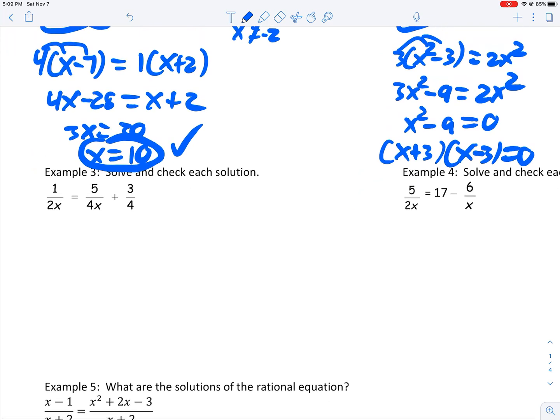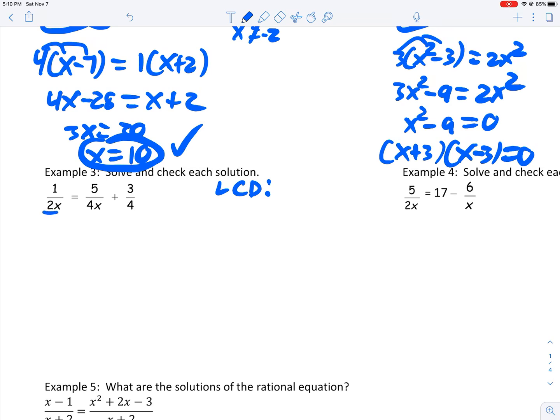Okay, now when you get to example 3, that is not a proportion. It's not like the last two. It's not a fraction equals a fraction. There are two fractions on one side. So this, I have to clear fractions. How do you clear fractions? You multiply by a common denominator. So we're going to figure out the LCD, so we don't have to simplify as much.